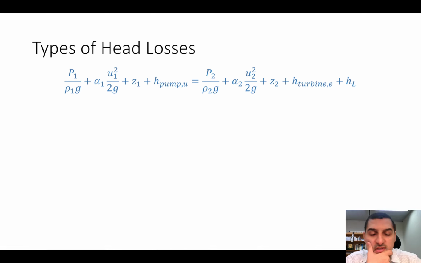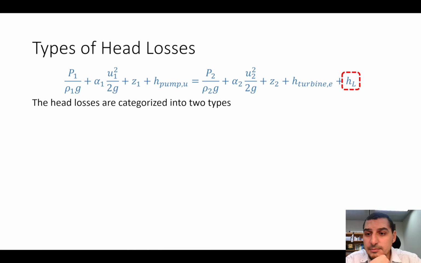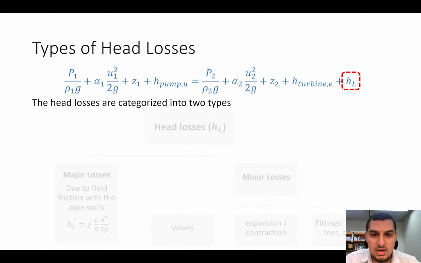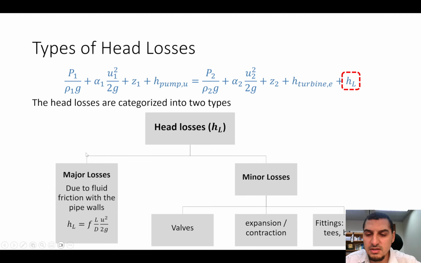And again, just to remind ourselves that this is where we are right now. We are still discussing the losses. The point here is that the losses are categorized into more than one category. There are two types of losses. What we have been discussing since the beginning of this chapter is what we call the major losses. These are due to the friction with the pipe walls, and it's calculated from Darcy equation as we showed before.